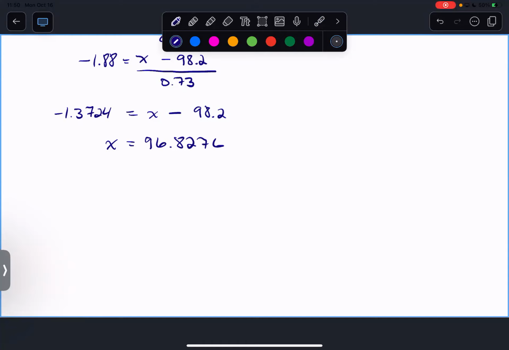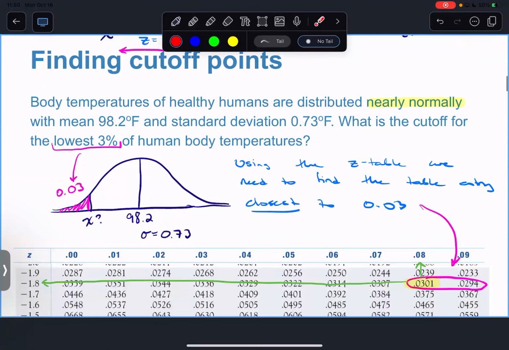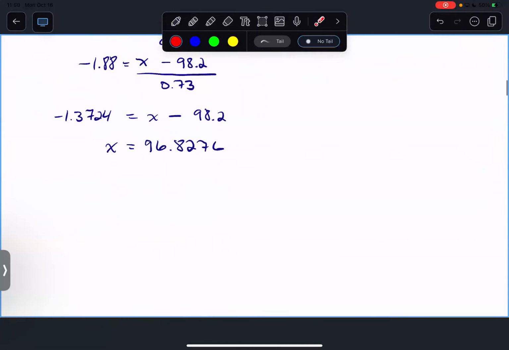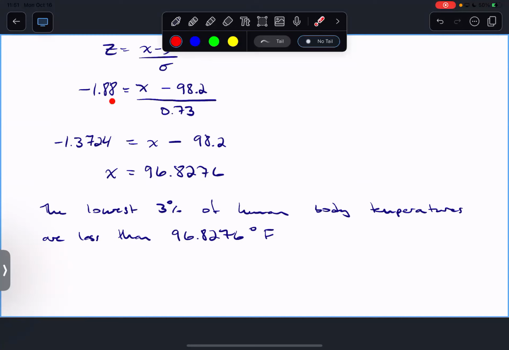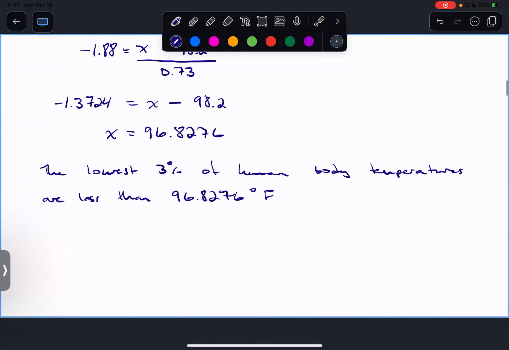You could answer the question now. What is the cutoff for the lowest 3% of human body temperatures? The lowest 3% of human body temperatures are less than 96.8276 degrees Fahrenheit. You don't want to do any rounding. You did all that work, right? And so why lose precision at the very end? We already lost it by only having 2 decimal places for Z, right? But that's just me belly aching.